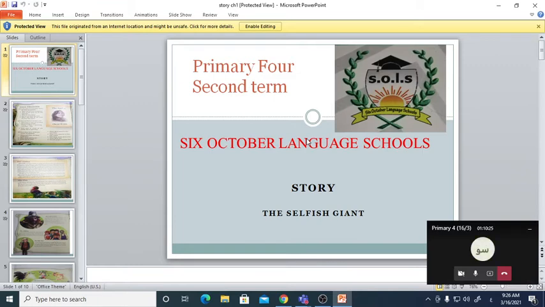We're going to have a story session. The name of our story is The Selfish Giant. If you took it during the exam, you will have the book. If you don't have the book, you can see on my screen. Here I'm sharing a screen for you to watch with me, read with me, and of course if you have the book it will help you.